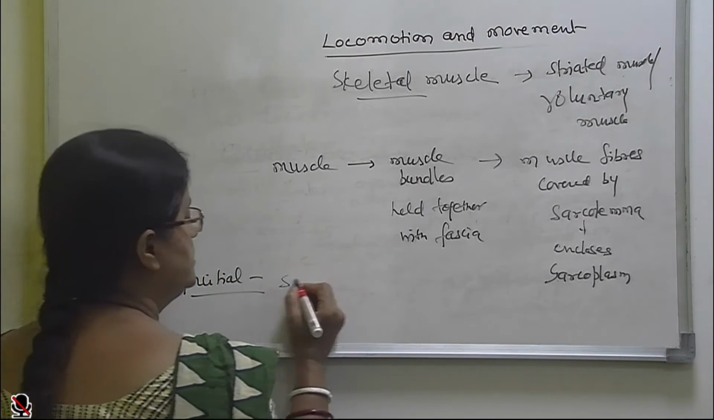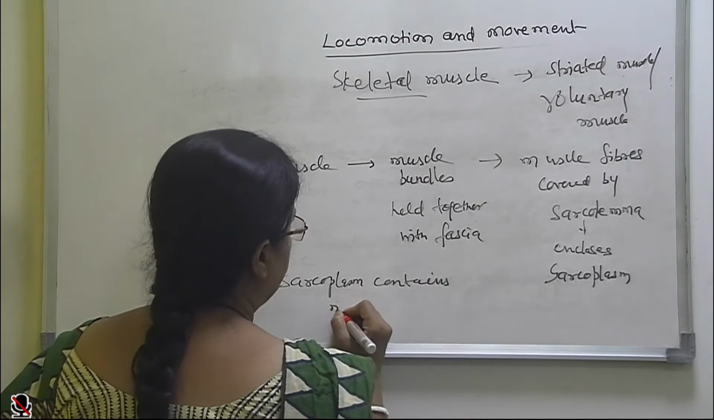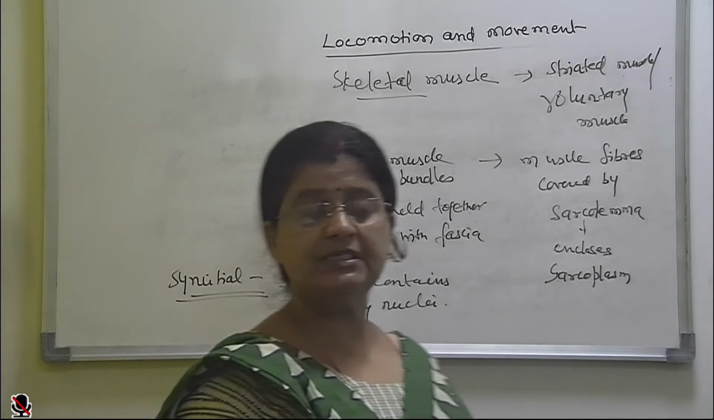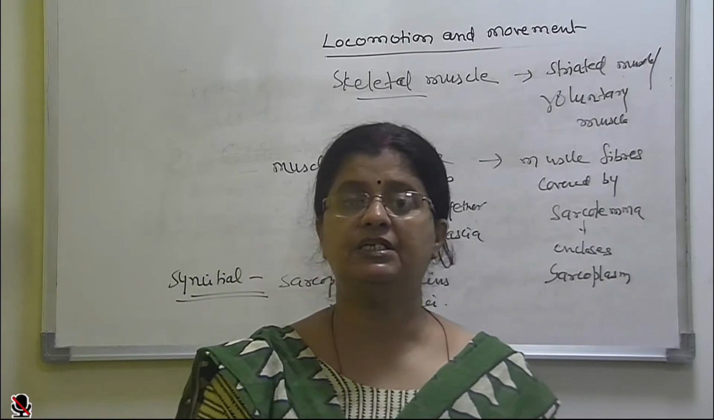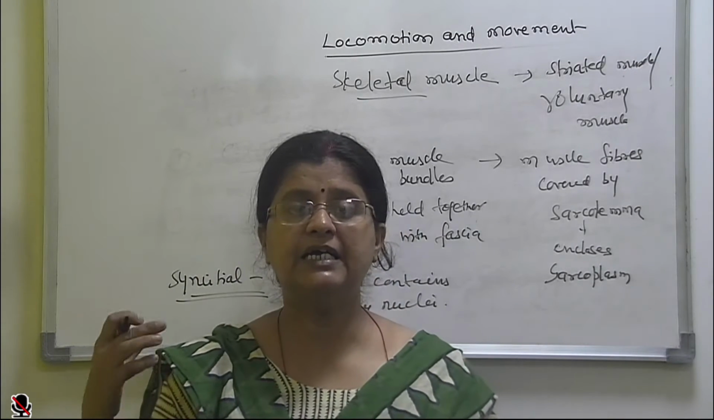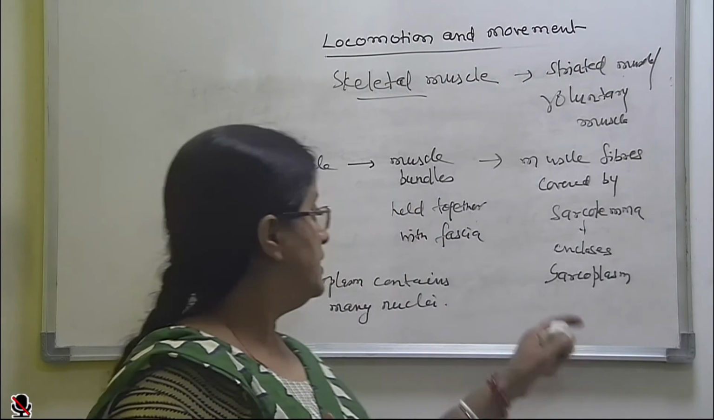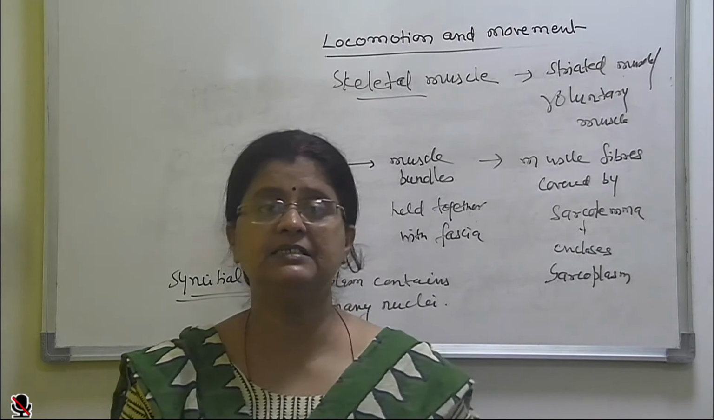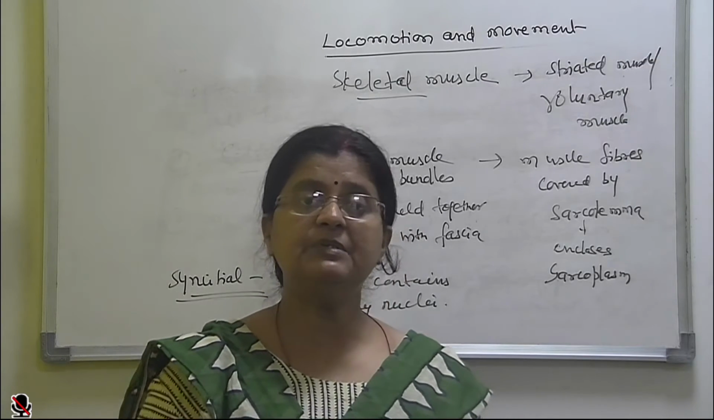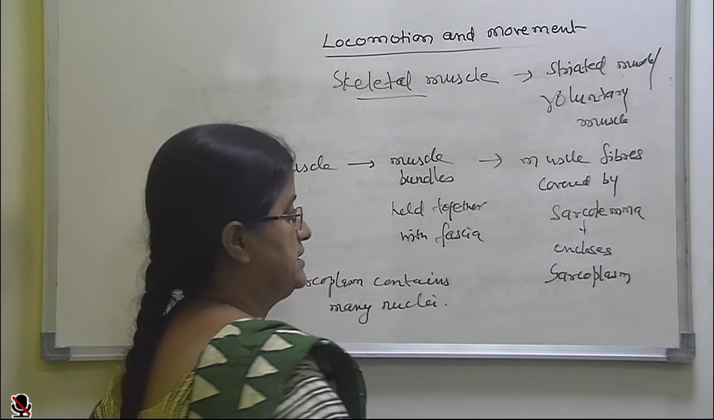So the sarcoplasm contains many nuclei, right? So the muscle fiber is syncytial, right? Now we will see the arrangement of these fibers. This sarcoplasm has many parallelly arranged filaments. Parallel arranged filaments are found in the sarcoplasm and they are called myofibrils.